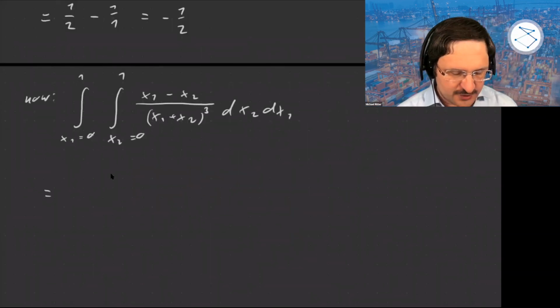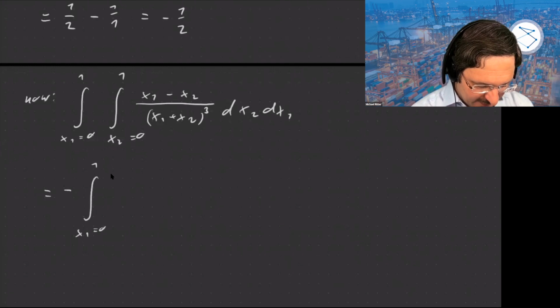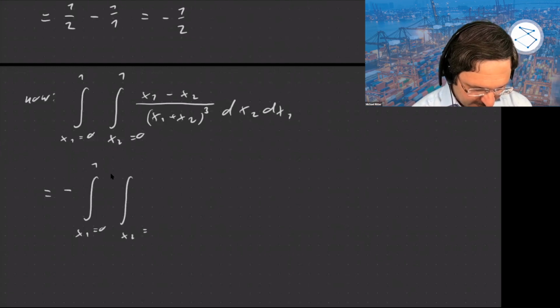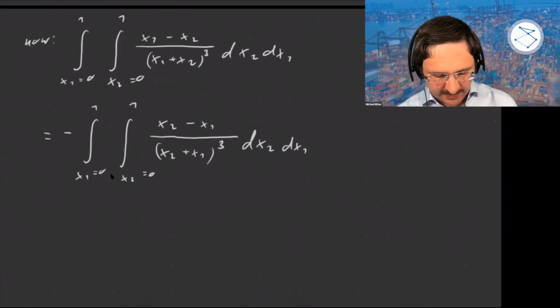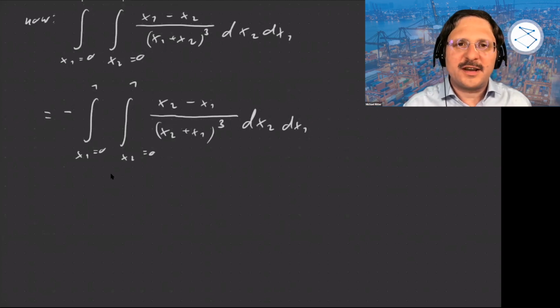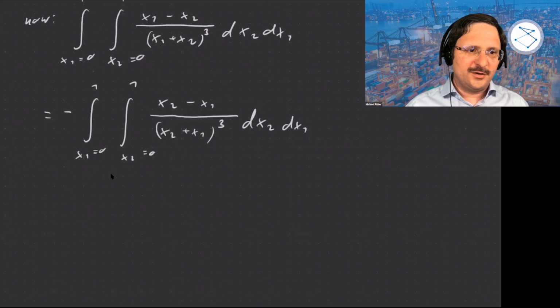But what we can, of course, do is factor out that minus sign. So we can say this is minus the integral from x1 over x2 of (x2 minus x1) over (x2 plus x1) to the power of 3, dx2 dx1. And now basically that's the same function as before, but the order of x1 and x2 has changed.